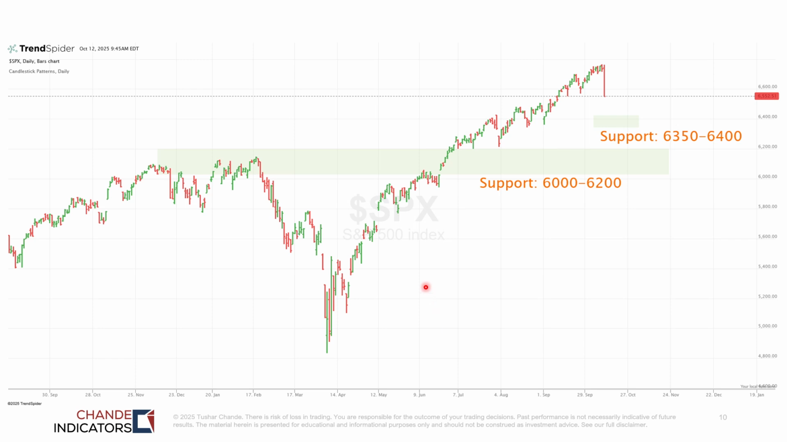The indicators are suggesting a consolidation period, so we look for support and resistance. The initial downside support is in the 6350 to 6400 area, which is sort of the lower band of the previous charts I showed you. And then you can draw a larger support area using these highs on this side, that high, and those lows, and that gives you a support in the 6000 to 6200 area. So that just gives you some potential ranges to look at.